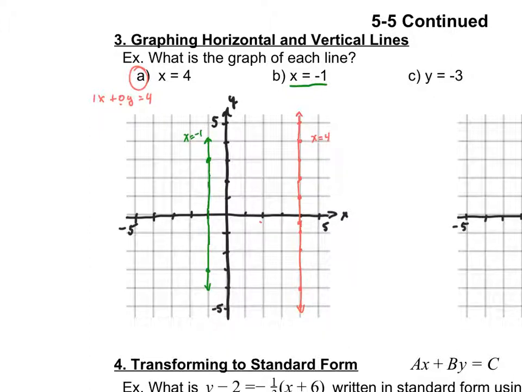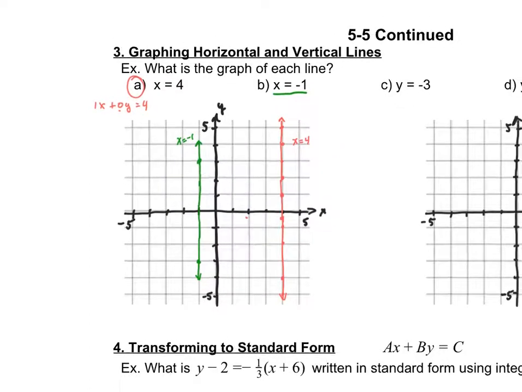Now, I should label them: x equals -1, x equals 4. Anytime you're graphing more than one line on a coordinate plane, you should always label them so there's no misunderstanding about what you're talking about and what you're showing.